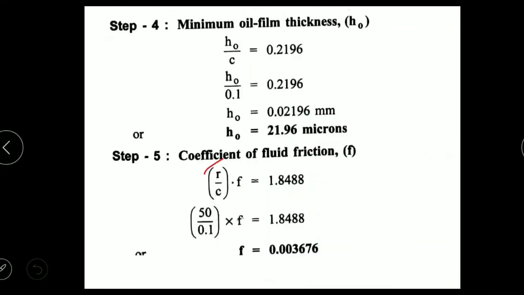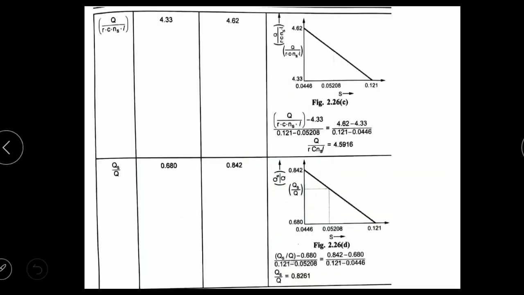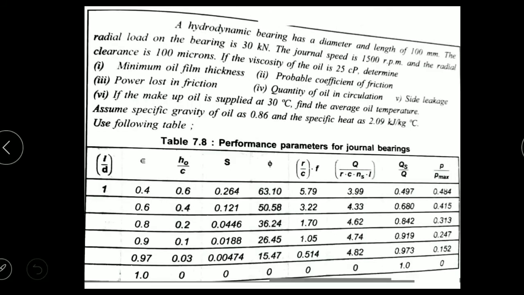See, the R by C value from the graph, I'll get 1.88. Clearance we know, radius of the shaft we know, friction we don't know. So directly the unknown is friction. I'll get the friction 0.0036. Clear? This will be your second step. So we have calculated this also: probable coefficient of friction, second step.